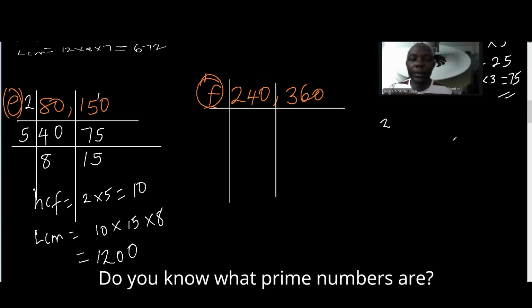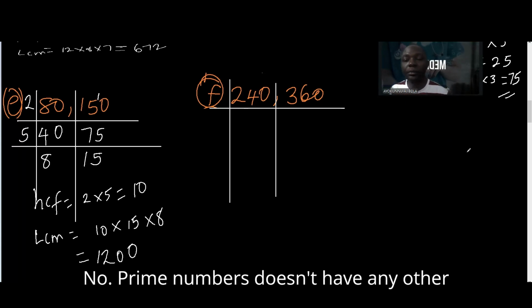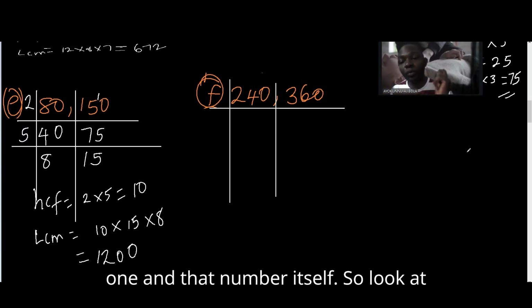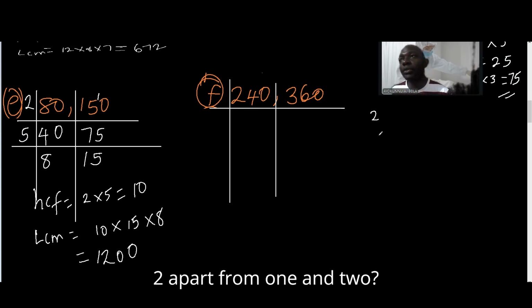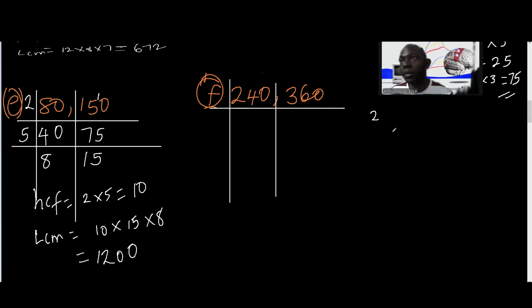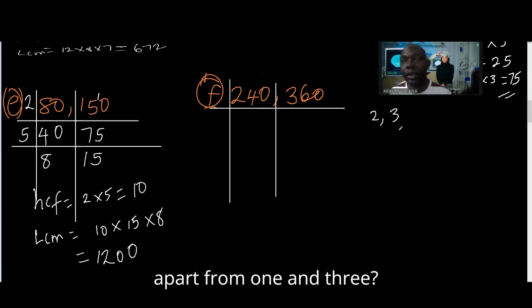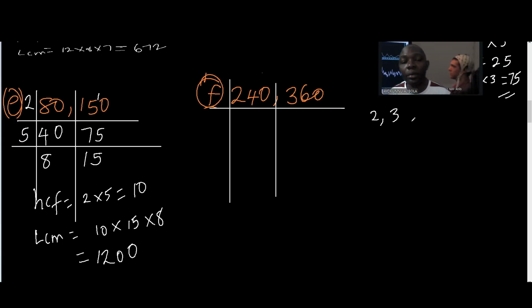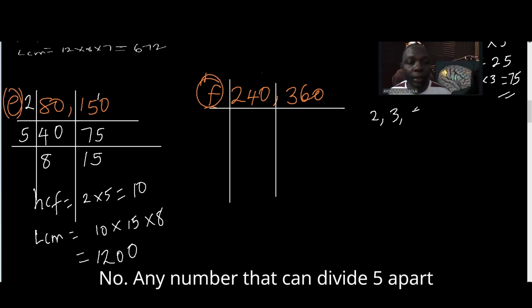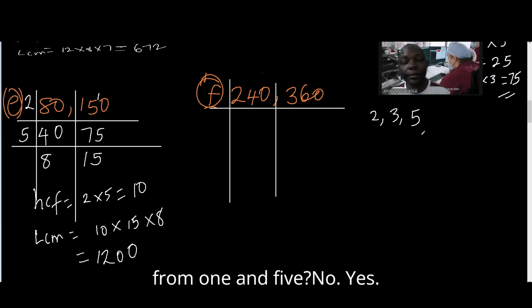Do you know what prime numbers are? Prime numbers don't have any other number that can divide them apart from 1 and that number itself. So look at this. Is there any number that can divide 2 apart from 1 and 2? No. Is there a number that can divide 3 apart from 1 and 3? No. Any number that can divide 5 apart from 1 and 5?